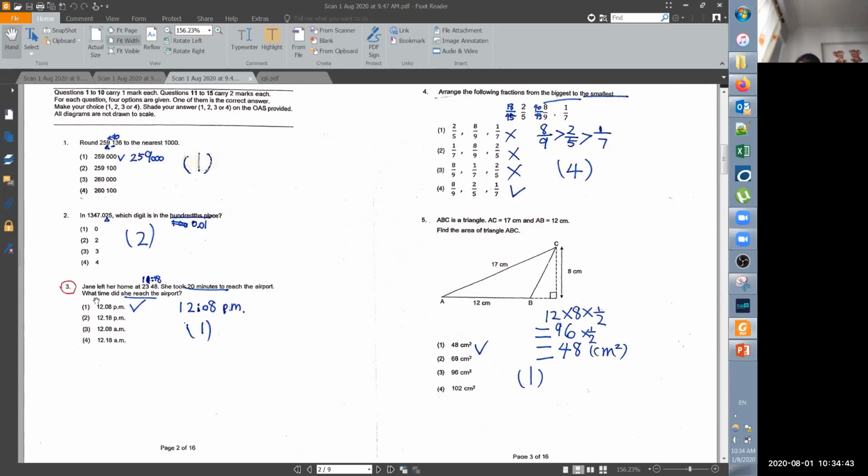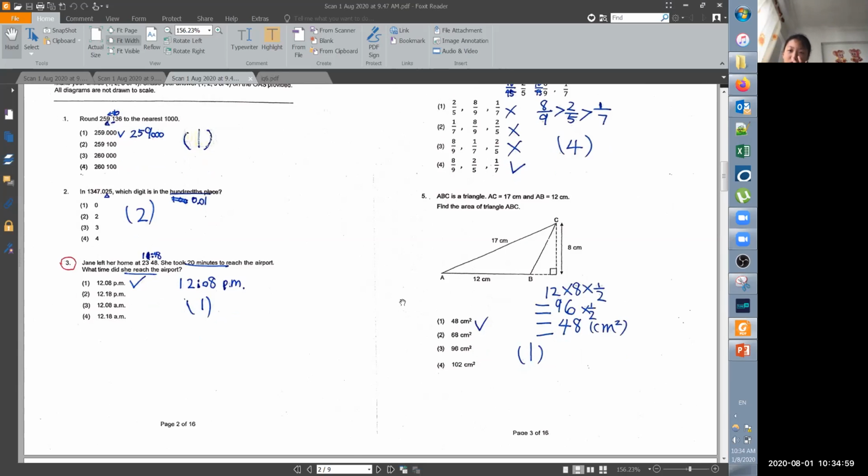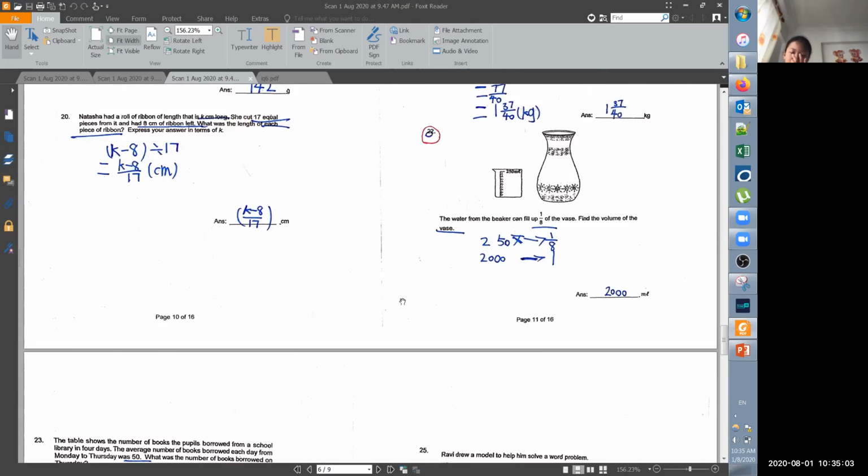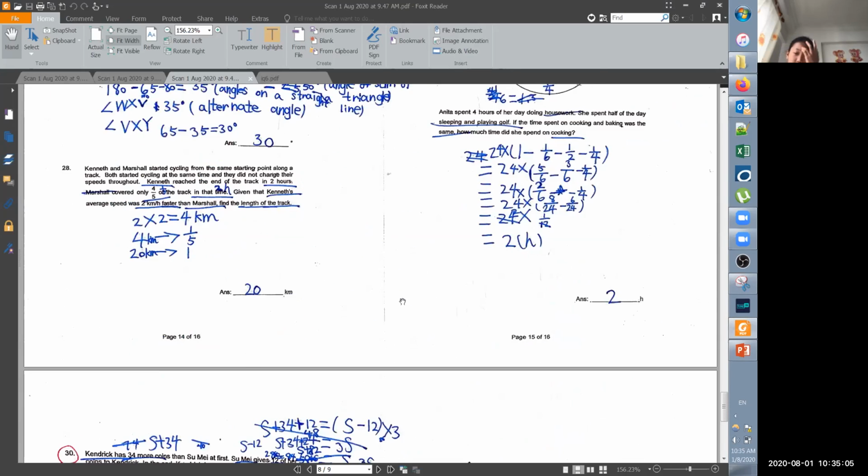And over here, you know that it doesn't make sense. 12:08 is daytime, and you know that you are already into the midnight. So another 20 minutes into midnight is also midnight. So it cannot be daytime. Common sense also can tell you this is wrong. So 3 very, very careless mistakes, plus this one.